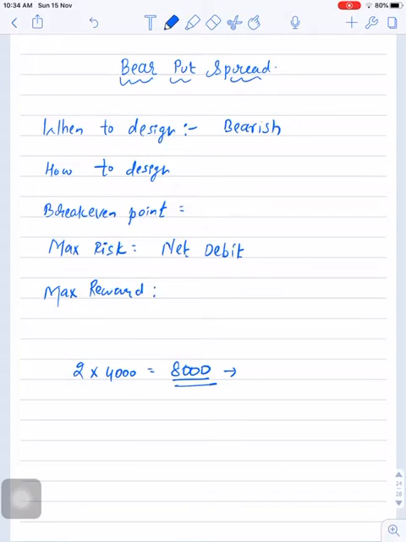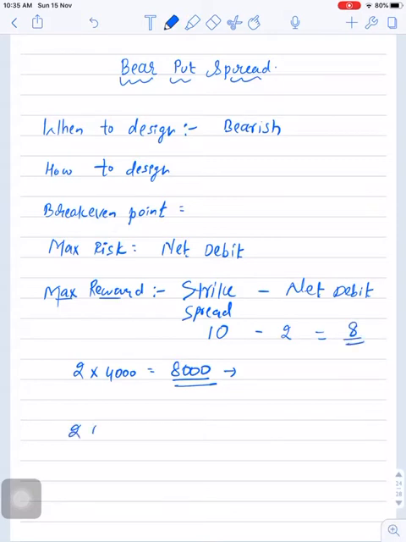Now let's focus on maximum reward. So again I will use one shortcut formula to calculate maximum reward. So strike spread minus net debit. So you can see we have strike prices 100 and 90. The difference between them is called strike spread, which is 10 points. Net debit is 2 points. So 8 points is our maximum reward. So with lot size 4,000, our maximum reward will be how much? 32,000.